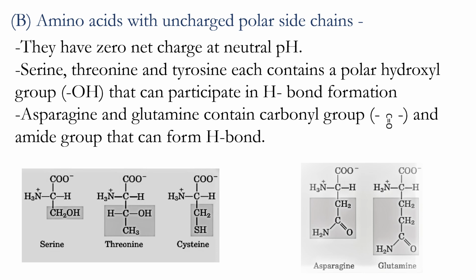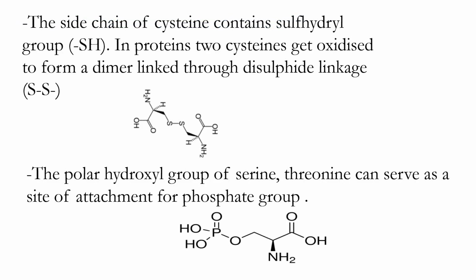You can see these things in the figure. You can find that there is the presence of hydroxyl group. Then asparagine and glutamine contain a carbonyl group, that means C double bond O group, and an amide group, that means NH2 group, that can also form hydrogen bonds. The side chain of cysteine contains a sulfhydryl group, that means SH group. In proteins, two cysteines get oxidized to form a dimer linked through a disulfide linkage. You can see this in the figure.